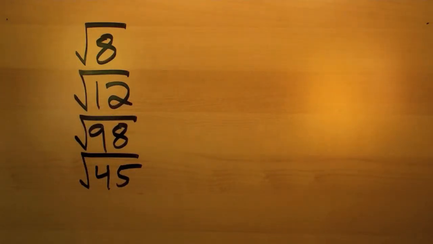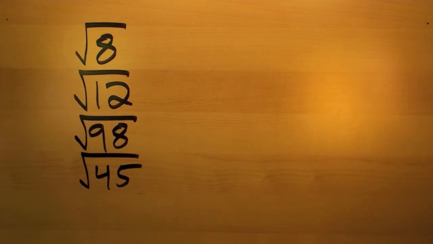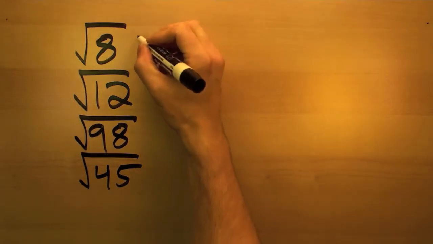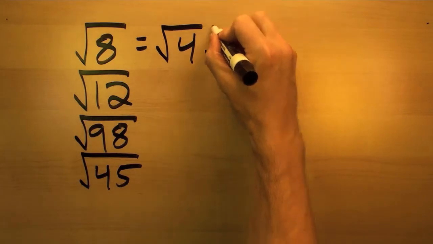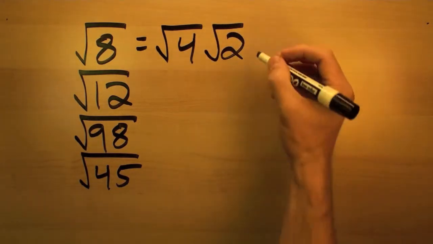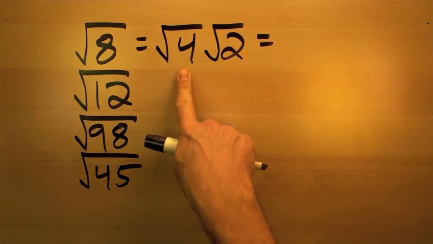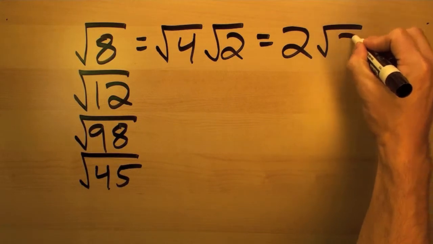Let's try to simplify some more roots. The idea is to break down the numbers that we're given into smaller numbers with respect to multiplication that are perfect squares. So we can break down the square root of 8 as the square root of 4, because that's a perfect square, times the square root of 2, which we can kind of think of as the leftover. And when we simplify this, the square root of 4 becomes 2, and we're left with this square root of 2.